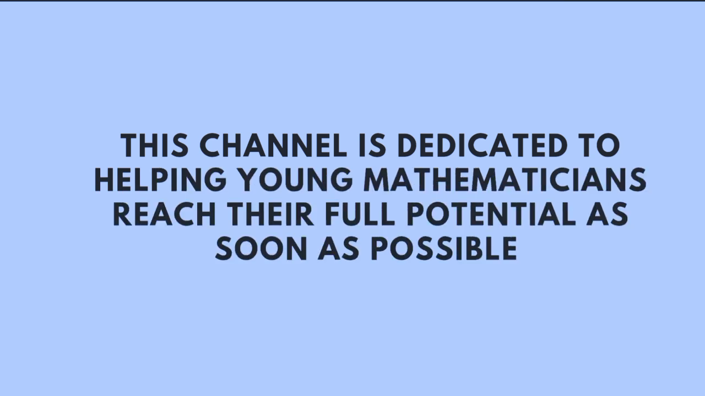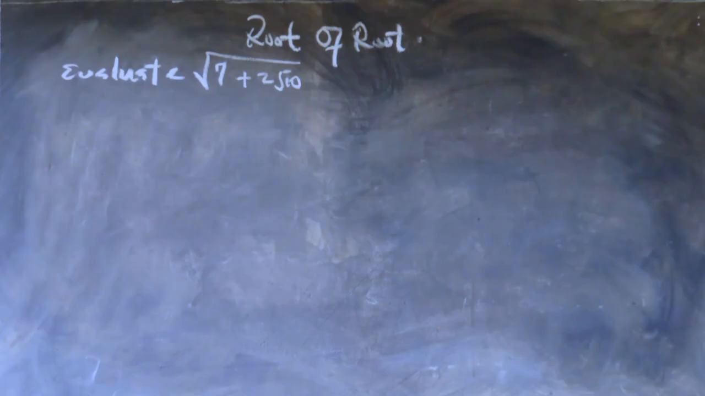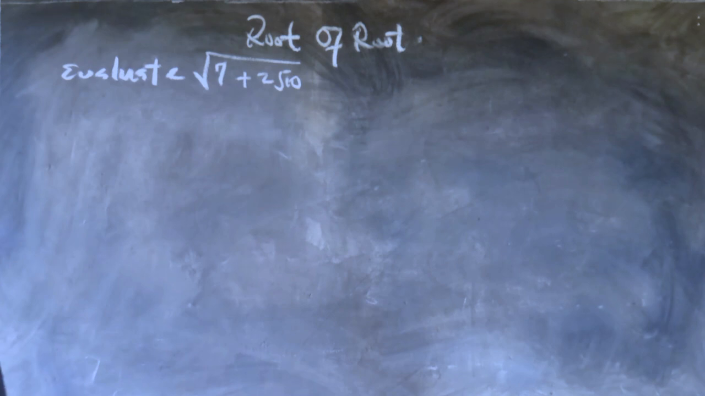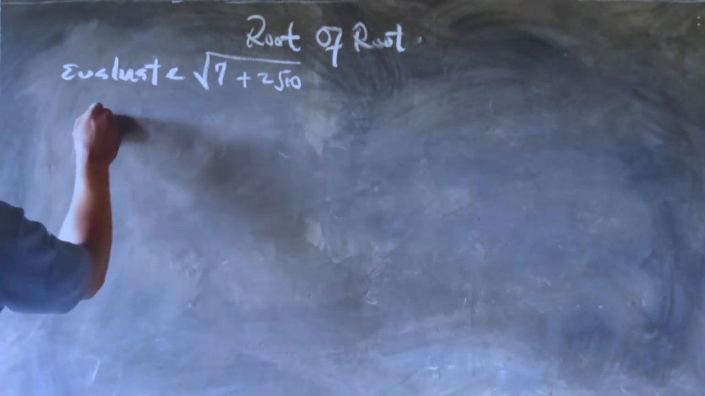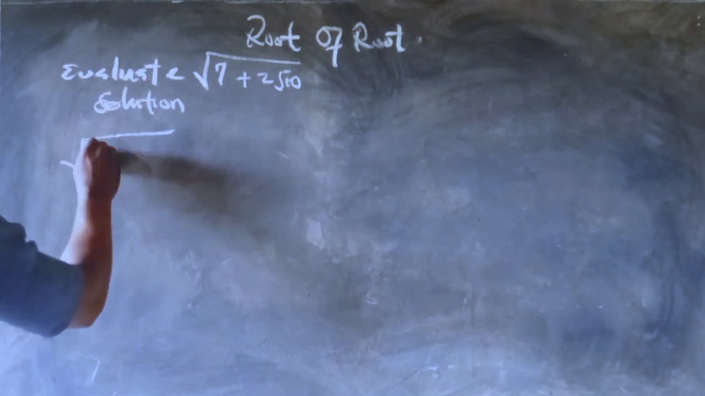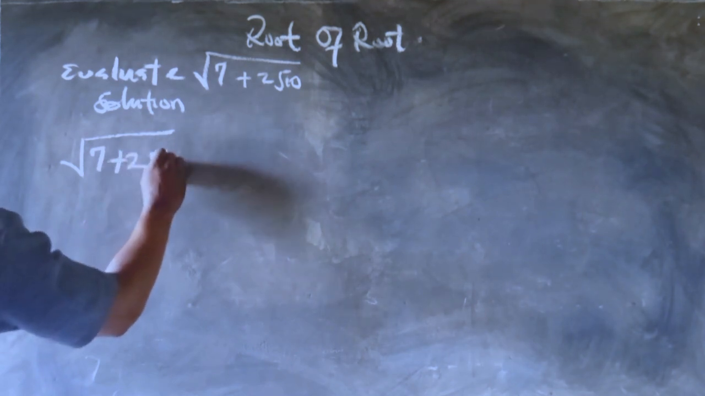In this lesson, we will be focusing on how to evaluate the root of roots. So the problem we have to solve here as an example is the square root of 7 plus 2 square root of 10. You will notice here that we have 2 square root of 10 under the square root. This is a more complex expression which can be difficult to deal with. So let us try to express it in an easier, simpler form.